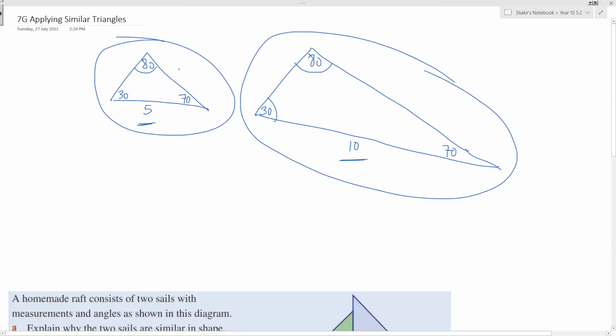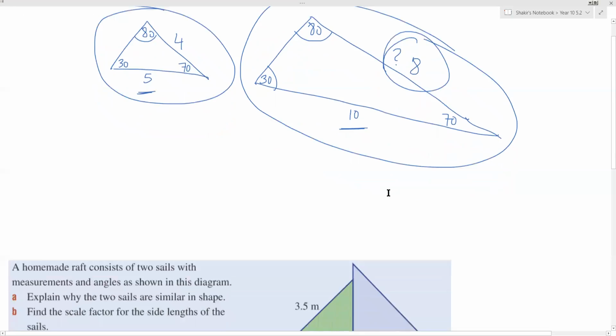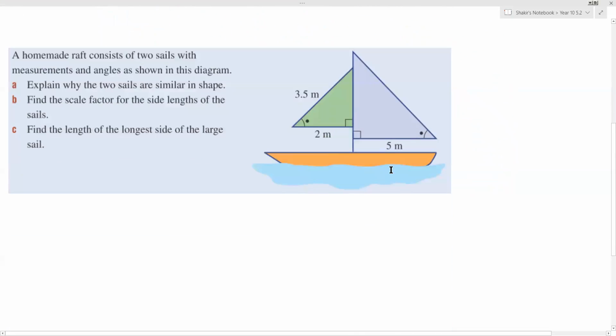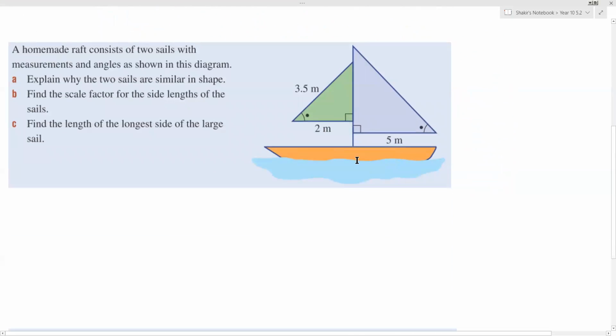So if I then said to you, this is 4, then what's the matching side here? And we could say, because all the sides are twice as big in the second triangle, this is 8. And that's generally the gist of what we're doing today. It's actually finding out these values using similar triangles to solve problems. So let's get started. A homemade raft consists of 2 sails with measurements and angles as shown in this diagram. Explain why the 2 sails are similar in shape.